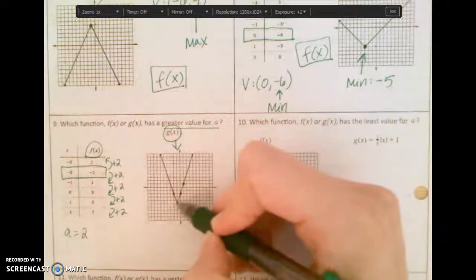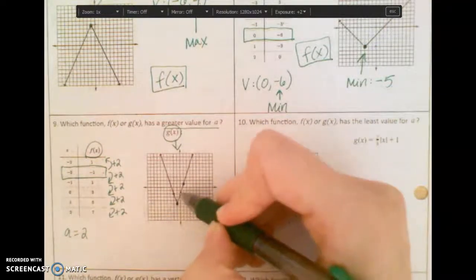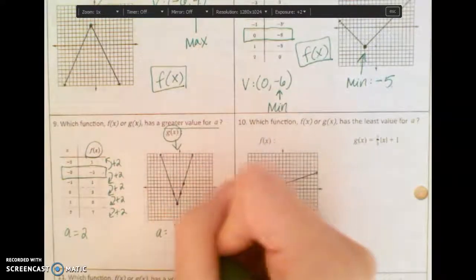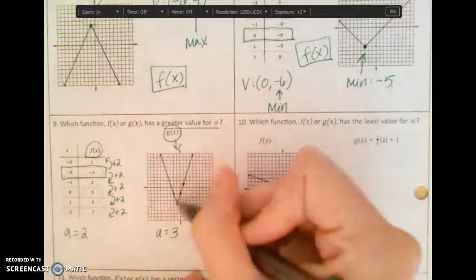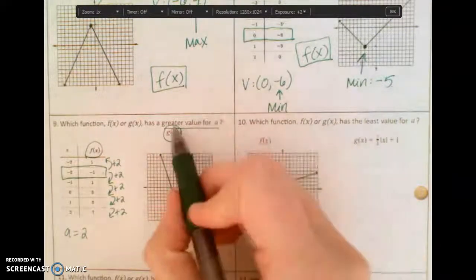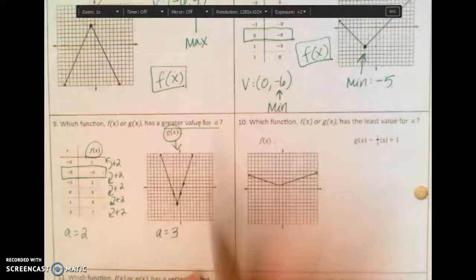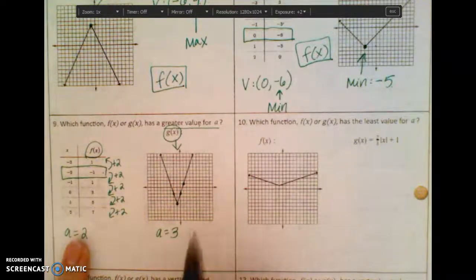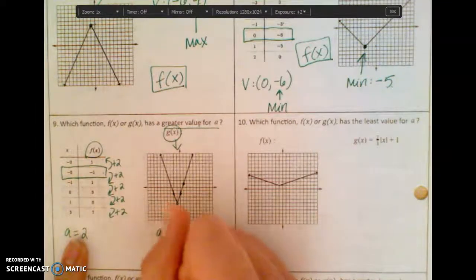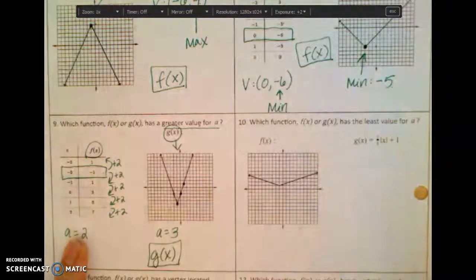So I'm starting here and I'm going up 1, 2, 3 over 1. So what's my a value of my graph? It's 3 because I'm going up 3 over 1. All right, we want which one has a greater value of a? f of x has 2, g of x has 3. Which one's greater? 3. So g of x has the greater a value.